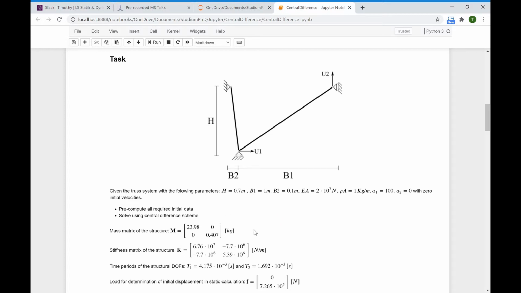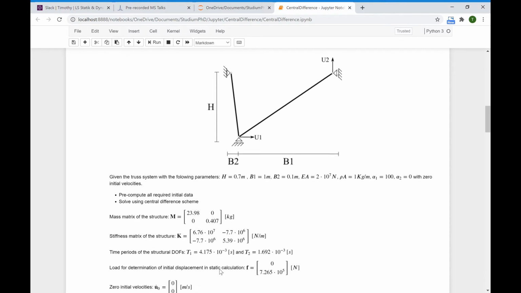Mass matrix is given as following. The stiffness matrix of the structure is given as well. Time periods of structural degrees of freedom T1 and T2 are given here, and in the further exercises and lectures we will learn how to determine them.